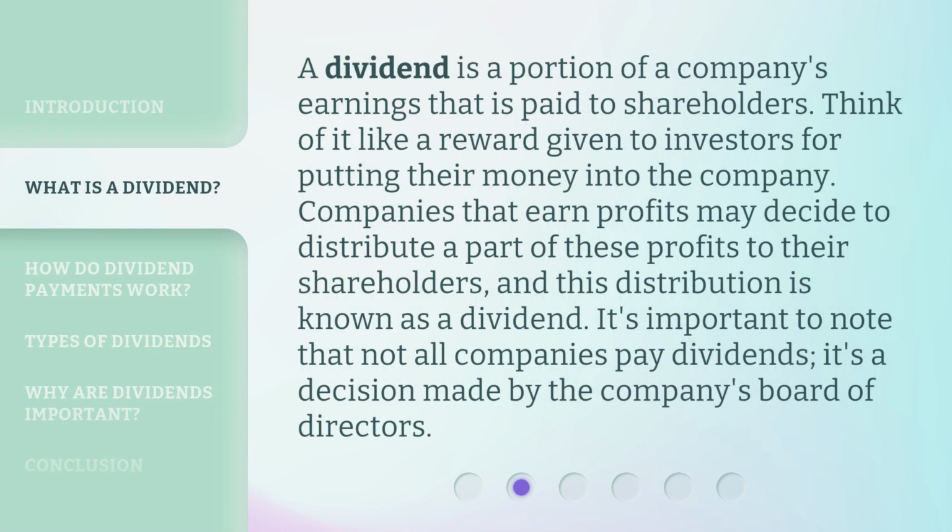A dividend is a portion of a company's earnings that is paid to shareholders. Think of it like a reward given to investors for putting their money into the company. Companies that earn profits may decide to distribute a part of these profits to their shareholders, and this distribution is known as a dividend. It's important to note that not all companies pay dividends. It's a decision made by the company's board of directors.